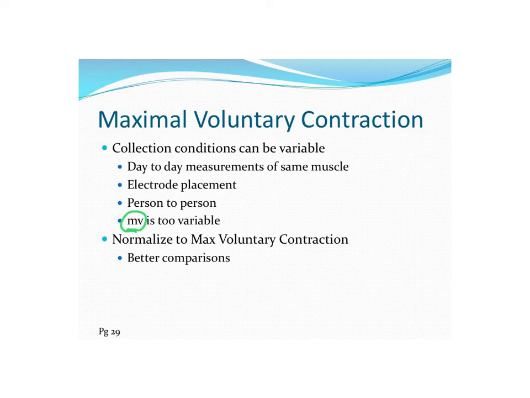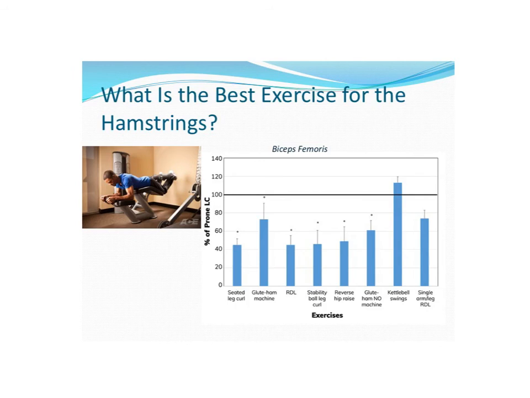And what is the standard now is we normalize to maximal voluntary contraction. So we take whatever muscle we're interested in testing, and we have that participant contract that muscle to their max effort and take that EMG signal as 100%, and everything is in terms of that percentage.